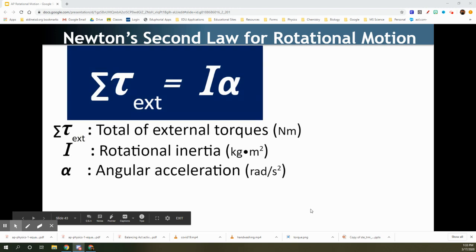Okay, so we discussed that the sum of the torques can equal your moment of inertia times your angular acceleration. And just a clarifier here, I is also known as rotational inertia. So you can say I is rotational inertia and or moment of inertia. Those terms are the same. Rotational inertia is, what did I say? Moment of inertia.